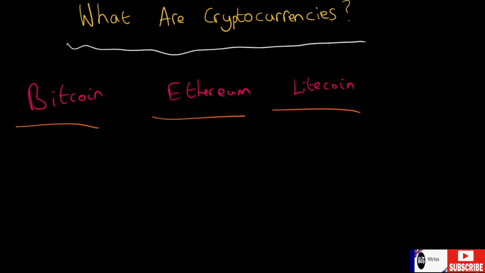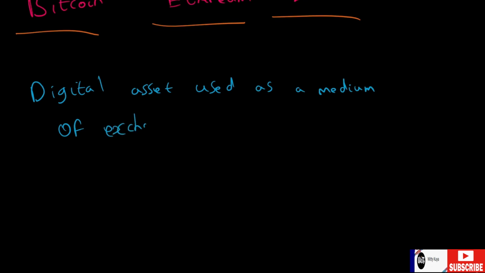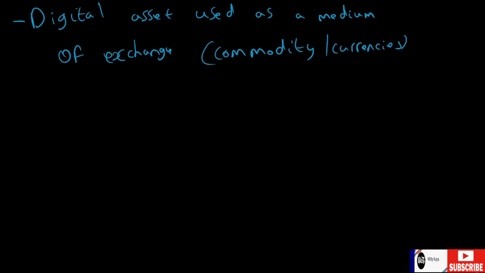Essentially, they are a digital asset used as a medium of exchange, or commonly referred to as commodities or currencies. They're essentially a commodity, something that you can use to facilitate transactions.